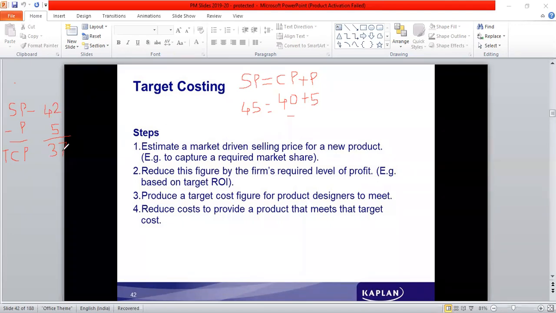So they have to identify those excess costs which can be controlled. What are the ways in which they can cut down on the cost so that their cost per unit is equal to 37 in this example, or is equal to a cost which is derived by deducting the profit margin from the market-driven selling price. So that's target costing.